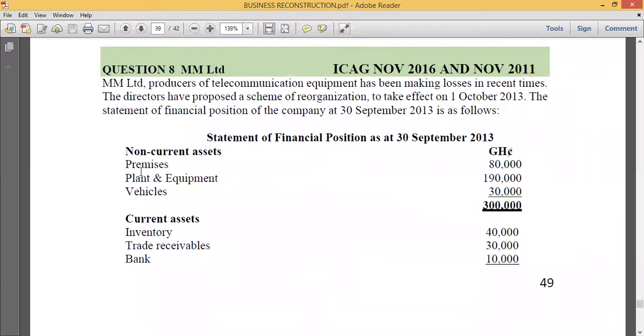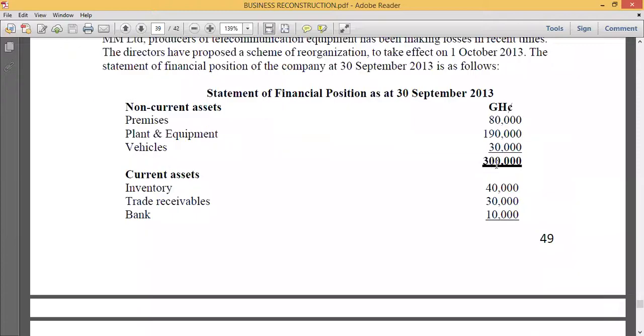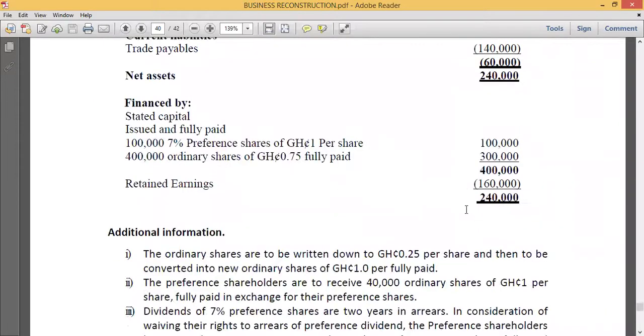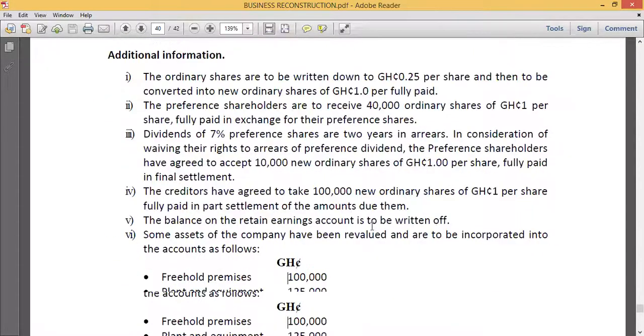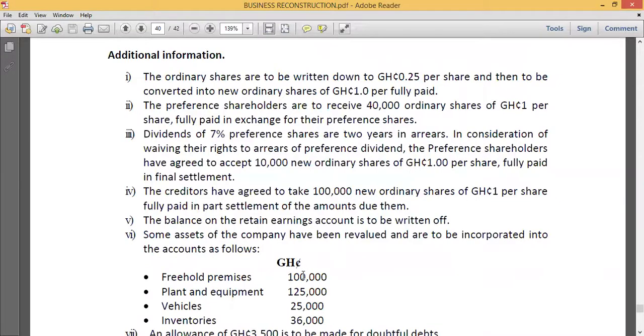So freehold premises, here it is. Premises is 80,000. Good. Now, 80,000 has been revalued to 100,000. So they are gaining by 20,000. How do we get that? Good.